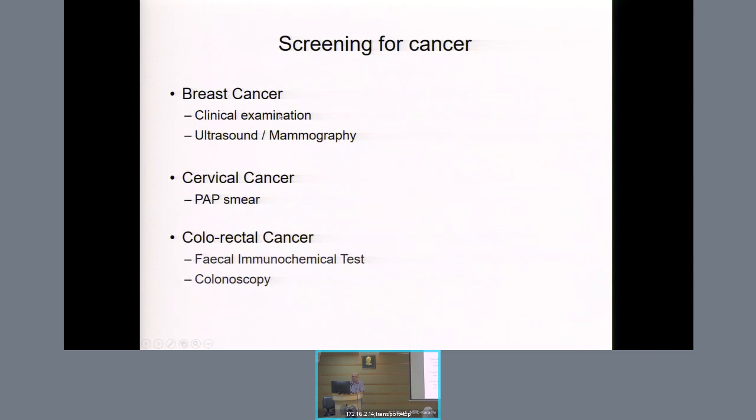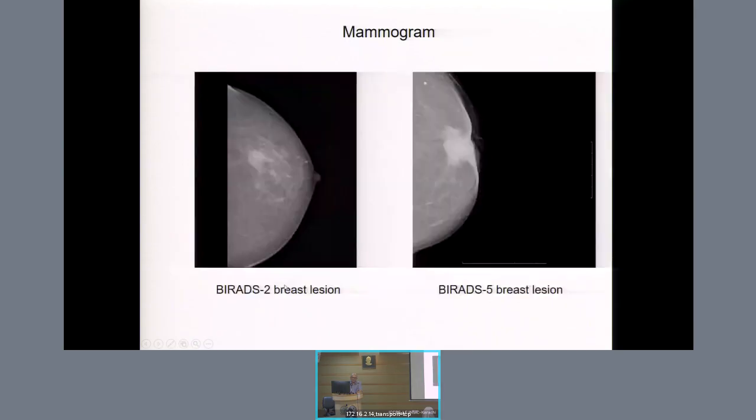So we do the clinical examination, ultrasound, and if required, then mammography. Cervical pap smear is done, colorectal fecal immunochemical test is done, and if that is positive, then the colonoscopy.